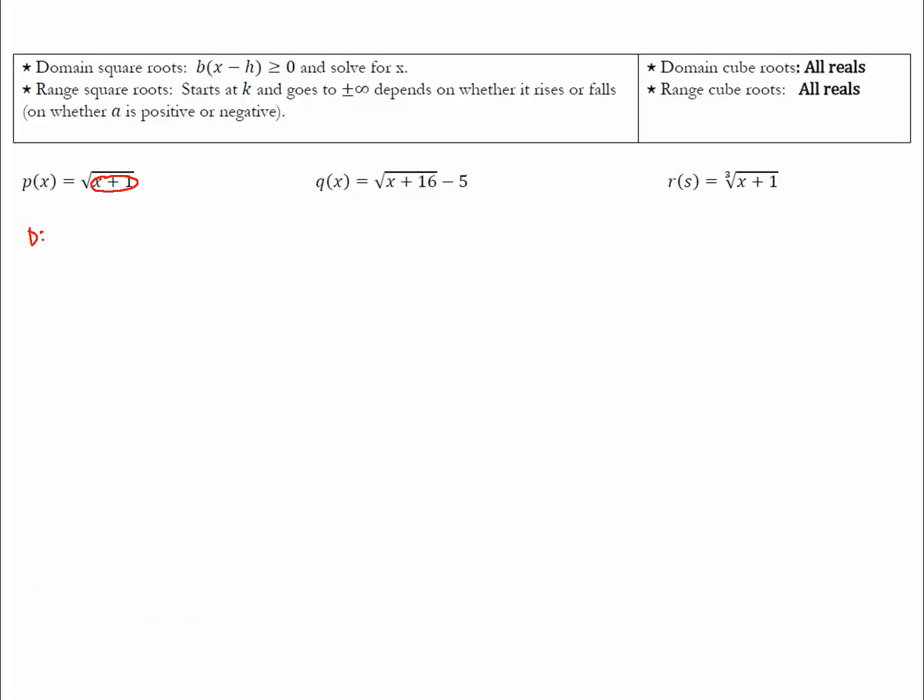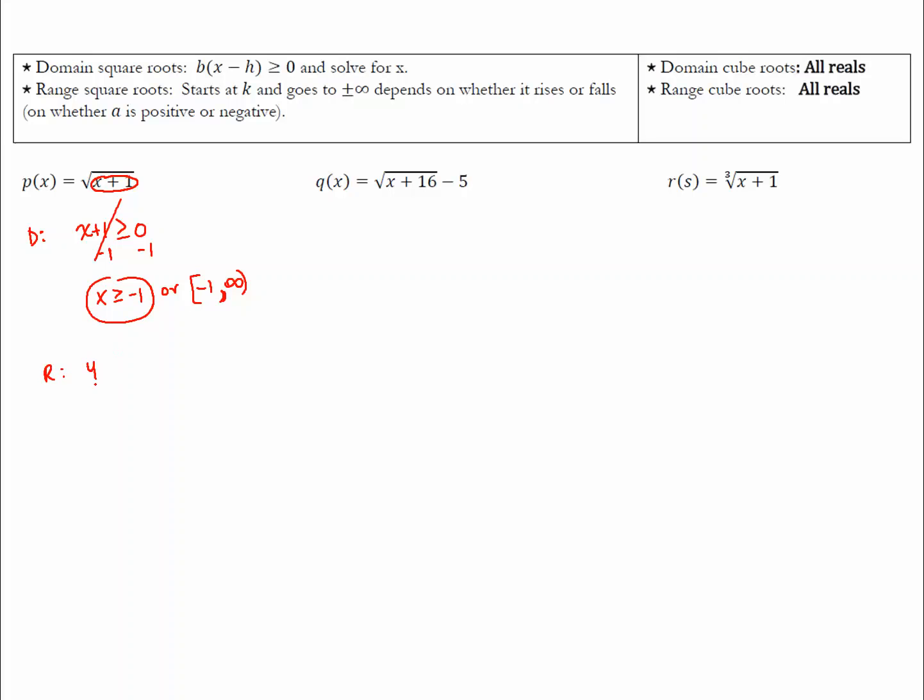So for the domain, you have to write an inequality. You have to say the inside of the radical has to be greater than or equal to 0. And in here, we solve for x. So we have to subtract 1 from both sides. And this cancels. We have x is greater than or equal to negative 1. Or you can also write it as negative 1, comma, to infinity. This one is fine.